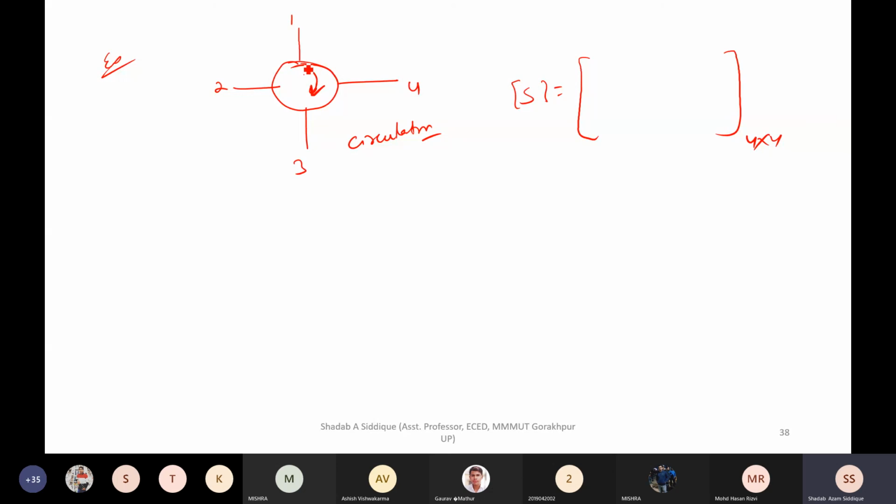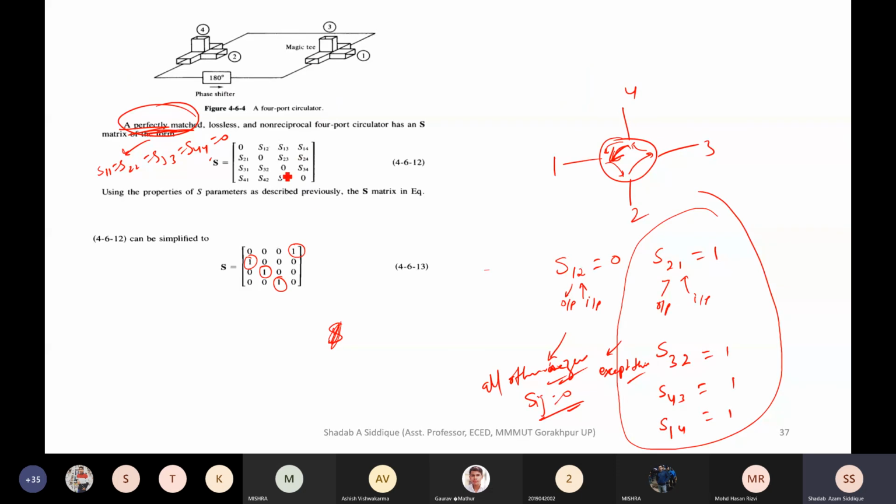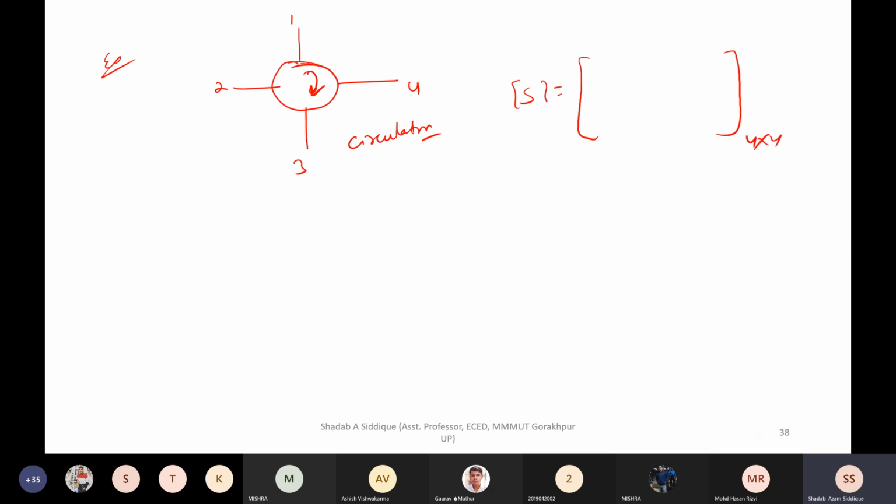So it is clockwise. That means it is going 1 to 4, 4 to 3, 3 to 2. This is not always correct. This matrix is not always correct. But if nothing is given, you can directly write 1 to 2, 2 to 3, 3 to 4, 4 to 1. You can take that. But in a special case, where the circulator direction is specified and you need to write the S matrix for it.